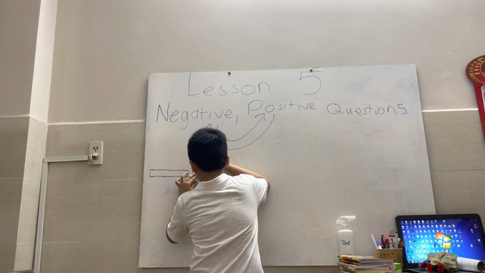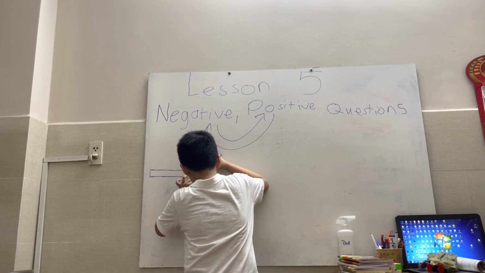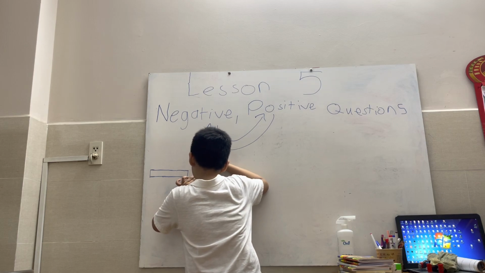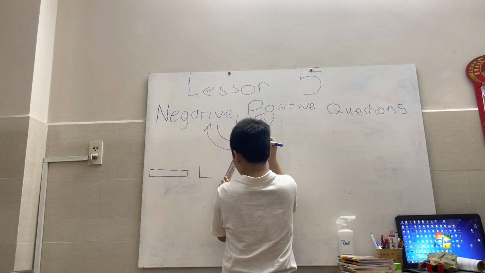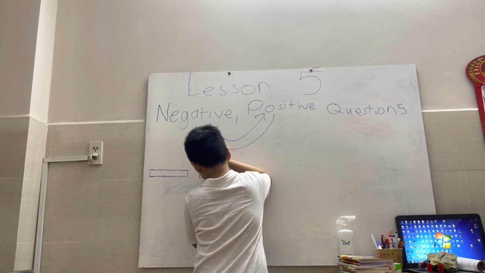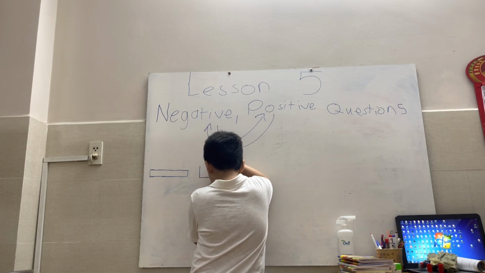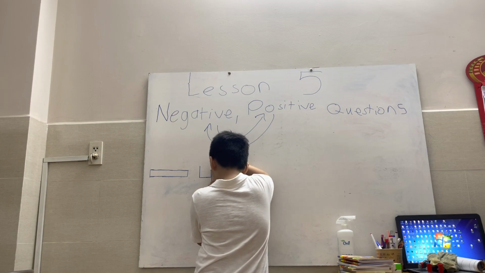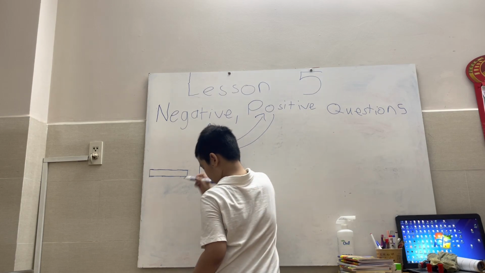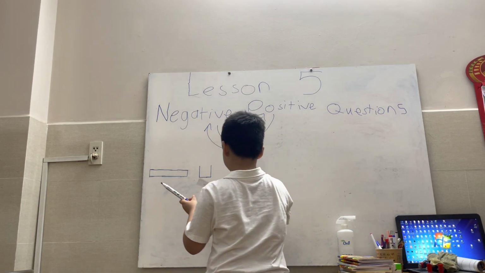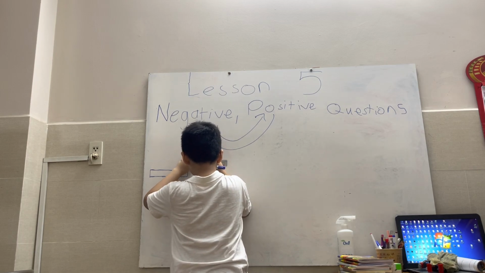Next, you have to put it right here. 1 centimeter, 2 centimeters, 3 centimeters, 4 centimeters, 5 centimeters, 6 centimeters. Then do it just like that right here. Then pick up a ruler. One centimeter.